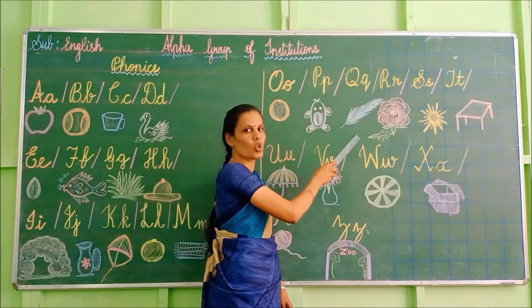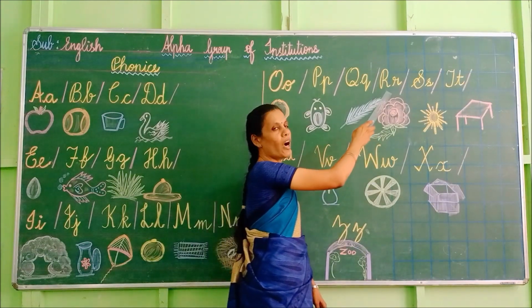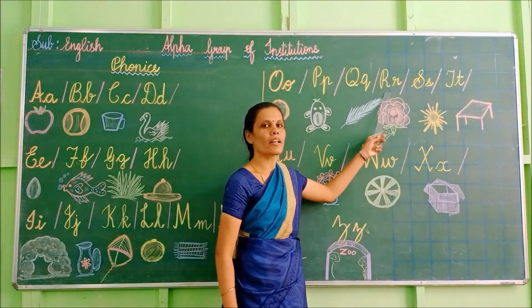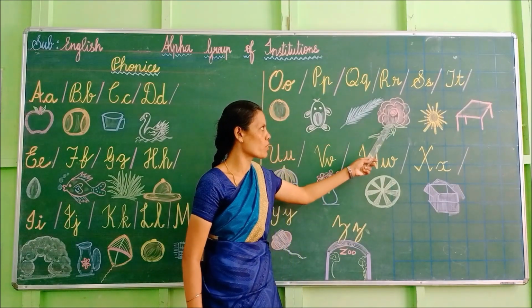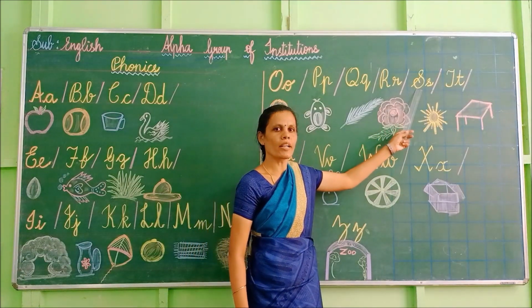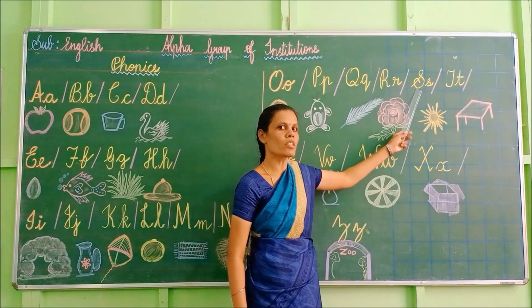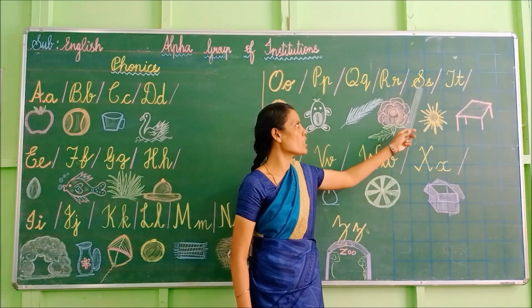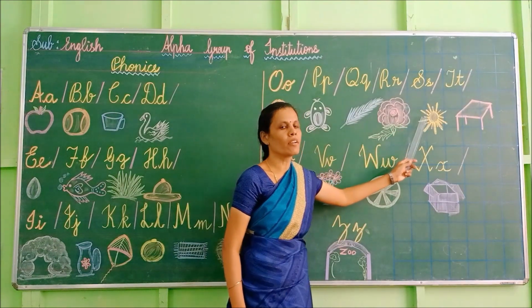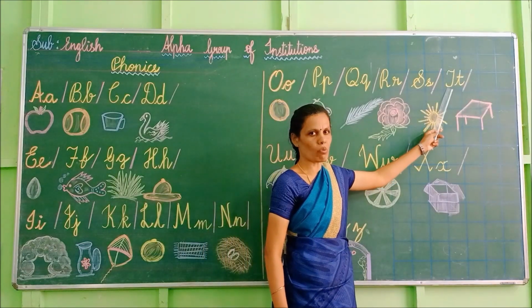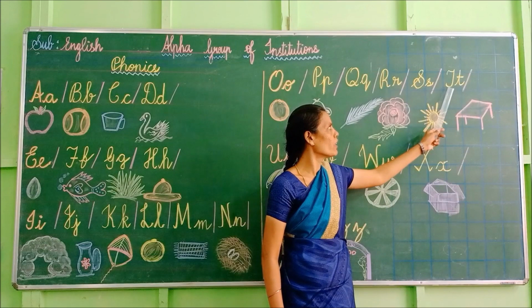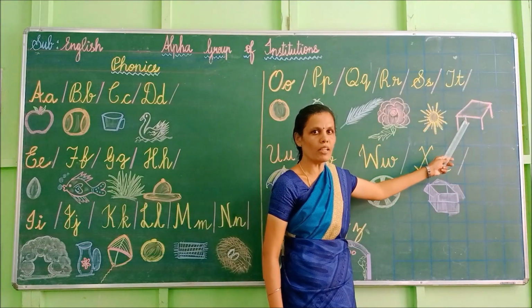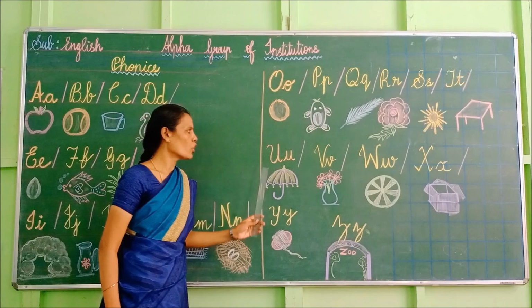Queen. Next one. R. R sounds R. Rose. Next one is what? S. S sounds S. Sun. Next one. T. What letter is this? T. T sounds T. Table. Next one.